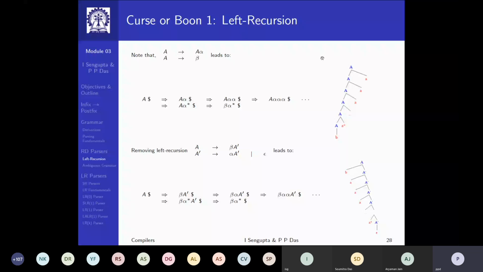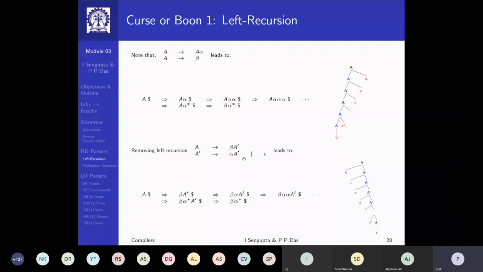Instead of this A being the starting non-terminal at the root, this A becomes the starting non-terminal at the root. That's what I've done. And change these symbols to A primed. So we first produce this beta, because in the actual sentence there's beta followed by a sequence of alphas. So we generate the beta and produce another non-terminal A primed, which can recur to produce the alphas in a right recursive way. I do not need to produce it as A producing A alpha. I produce it as A prime producing alpha A prime.